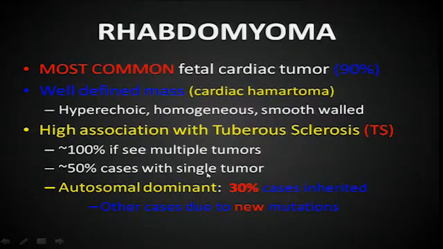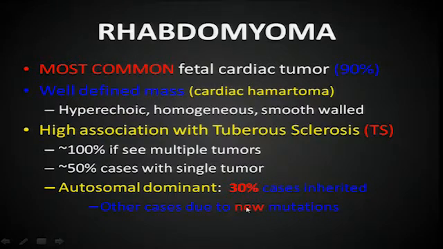If you see multiple tumors and you look other places and you see other tubers, 100% of the time it's going to be tuberous sclerosis. If you only see a single tumor, there's a 50% chance that the baby has tuberous sclerosis. It's autosomal dominant. 30% of the cases are inherited, and other cases are due to new mutations.